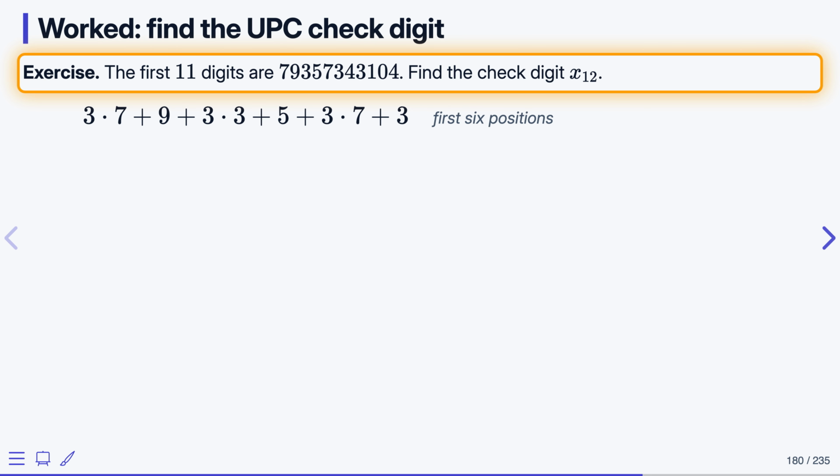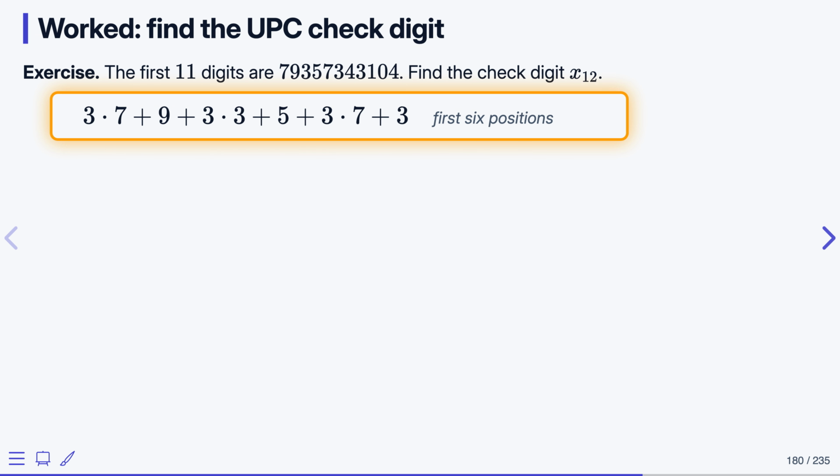Let's find the check digit, step by step. The first 11 digits are 7, 9, 3, 5, 7, 3, 4, 3, 1, 0, 4. Line 0. Start with the first 6 positions. Odd positions get a 3 in front. So 3 times 7 plus 9 plus 3 times 3 plus 5 plus 3 times 7 plus 3.